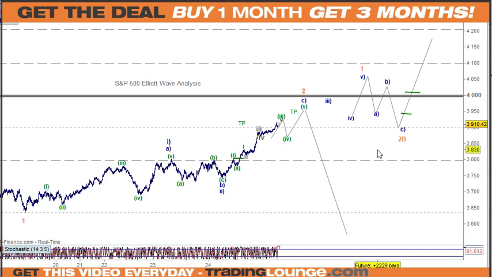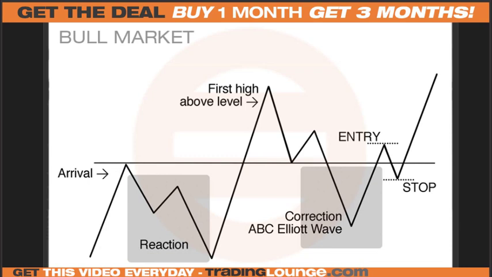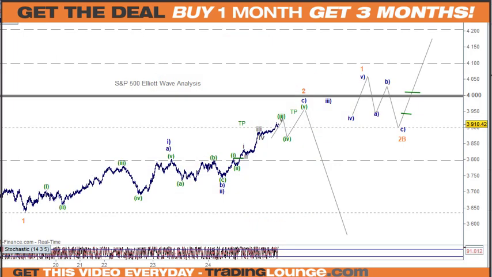So I would be bullish if I can see 5 waves to the upside, and a classic trading levels pattern across the 4,000 there. So I need to see something like this here, the arrival, the reaction, the first high above the level, and so on. So we would need that to go long.